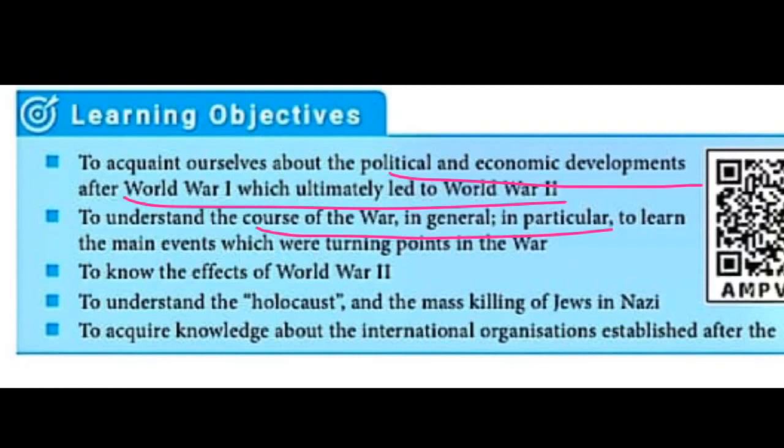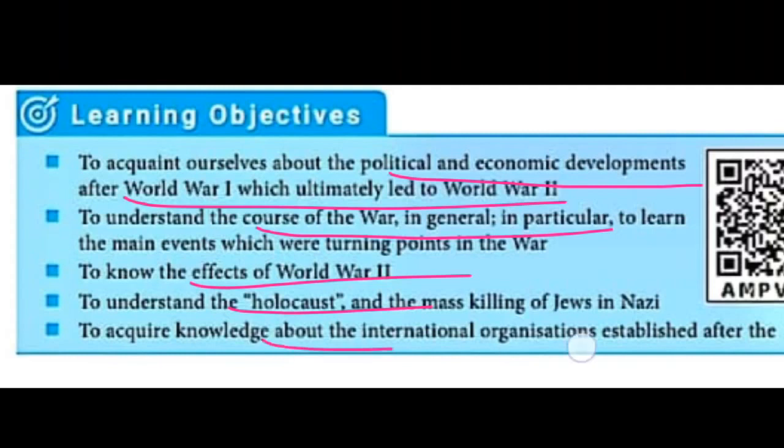So when the war was going on, what things happened in the battlefield as well as in the nations? That one we are going to learn. Then third point, effects of World War II, that is the results of World War II. Then the fourth one, Holocaust, in the sense genocide of Jews, killing of Jews. That is what we are going to learn from this lesson.